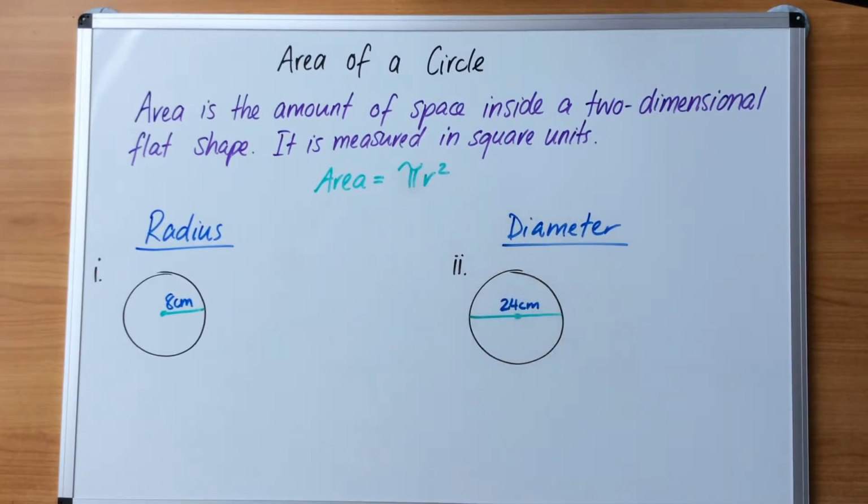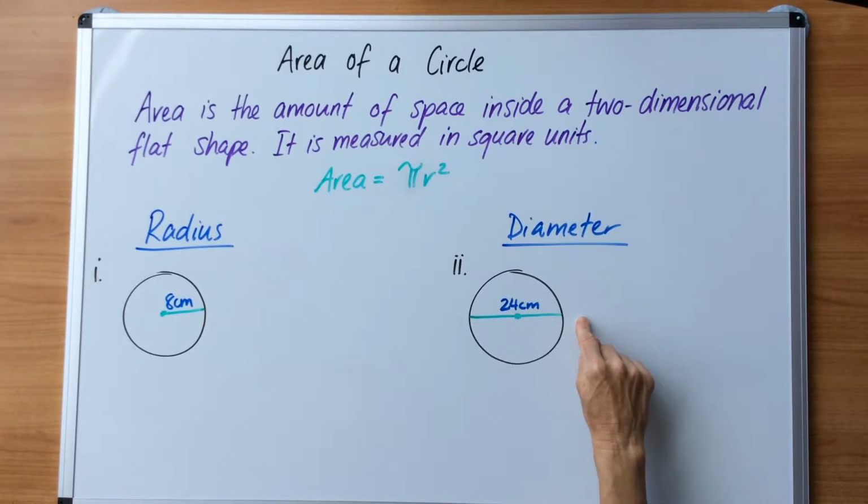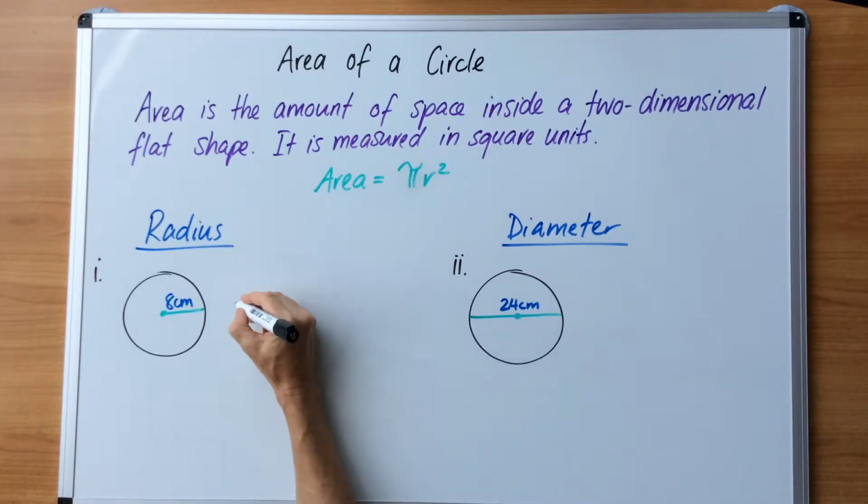It's important that you know how to locate the pi button on your calculator. There are two types of questions that you will come across, one that gives you a radius and one that gives you a diameter. I'm going to show how to calculate, starting with this one here on the left, the radius. First thing you do is write the rule.